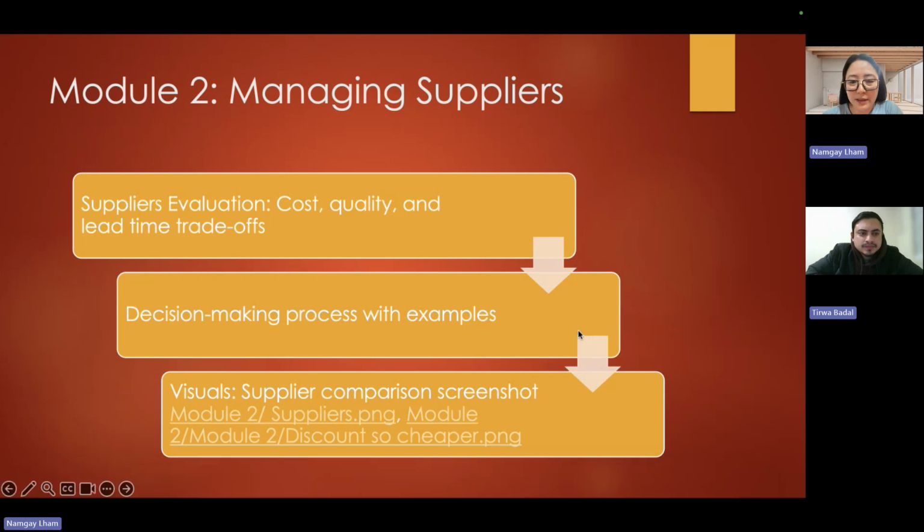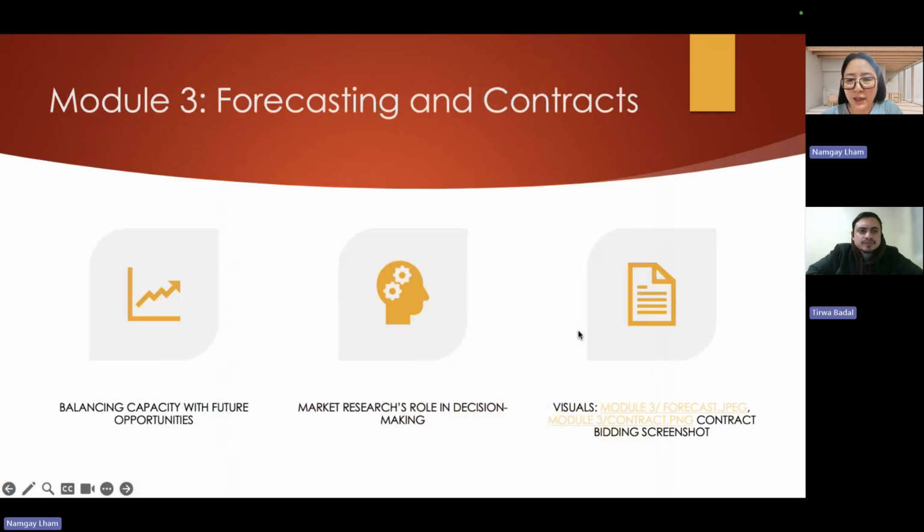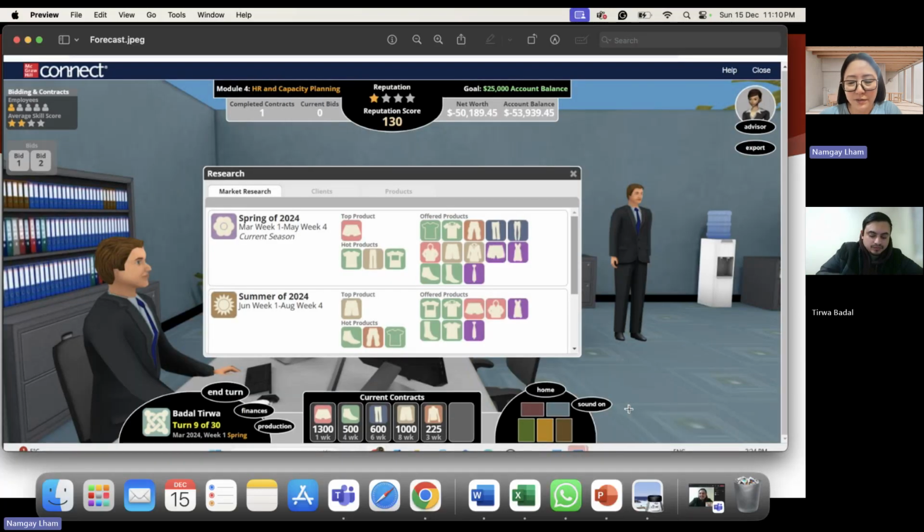The third game module focuses on forecasting and contracts. Here, the module required us to complete again 5 contracts within 20 weeks. The utmost important information that was required was the forecast. Here I have a screenshot of the market research information that has been availed in order to study the market trends, so as to know which products to bid on.